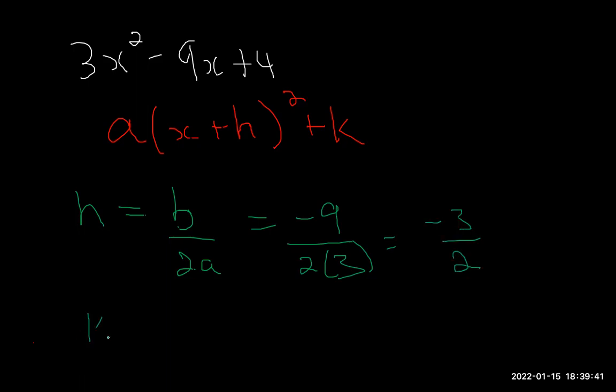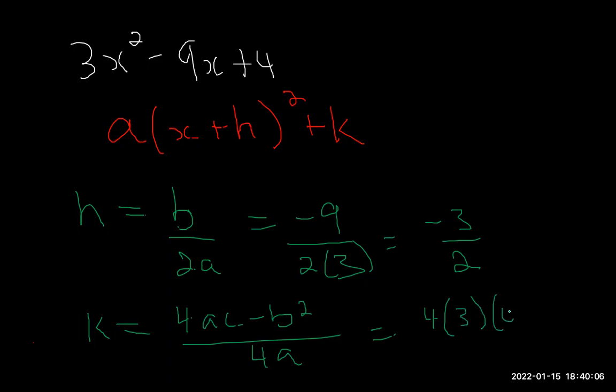What's the formula for k? 4ac minus b squared over 4a. Good job. So all I have to do is substitute my values. 4 times a, which is 3, because a is the coefficient of x squared. C is 4, minus b squared, so that's minus 9 squared, all over 4a. That's 4 times 3.